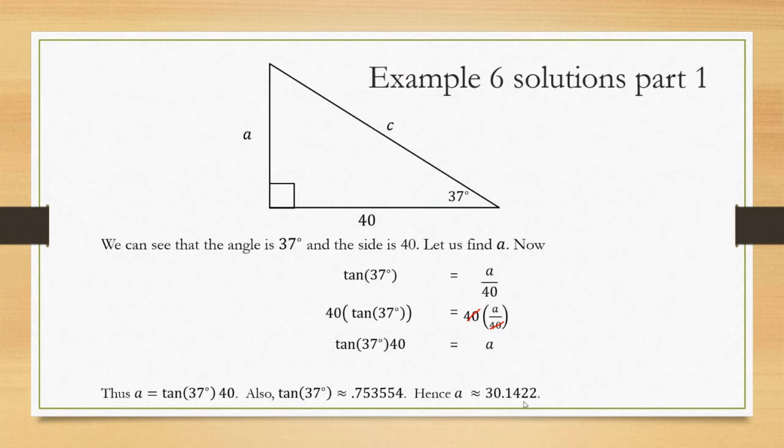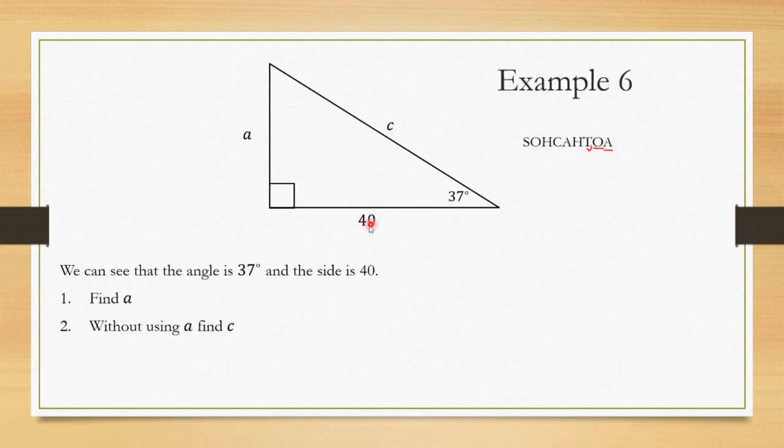Okay. Well, how would you get C? Again, let's go to SOHCAHTOA. To get C, we have the adjacent. C is the hypotenuse, opposite the 90-degree angle. So we have adjacent and hypotenuse, and we're going to use cosine, the C. 40 is the adjacent side, and C is the hypotenuse. So in order to get C, we want to use cosine.